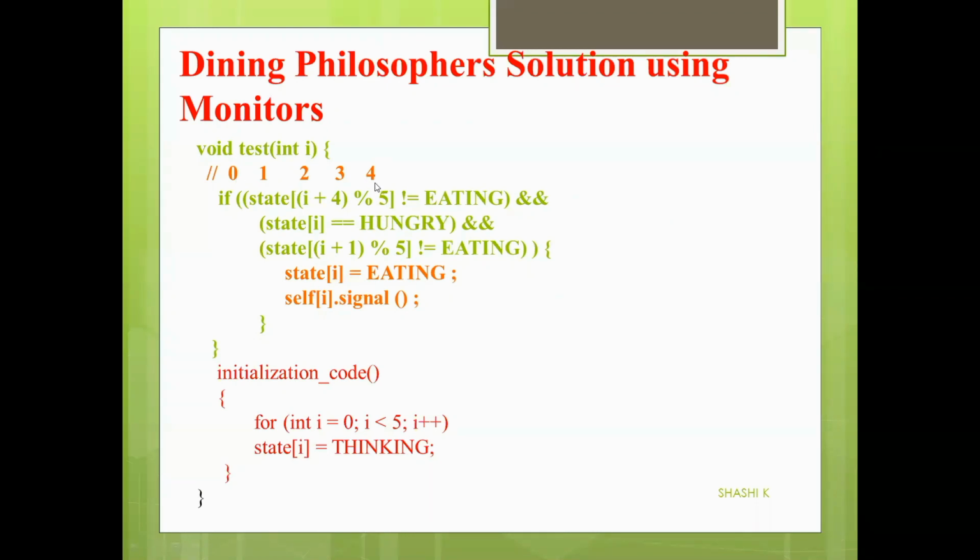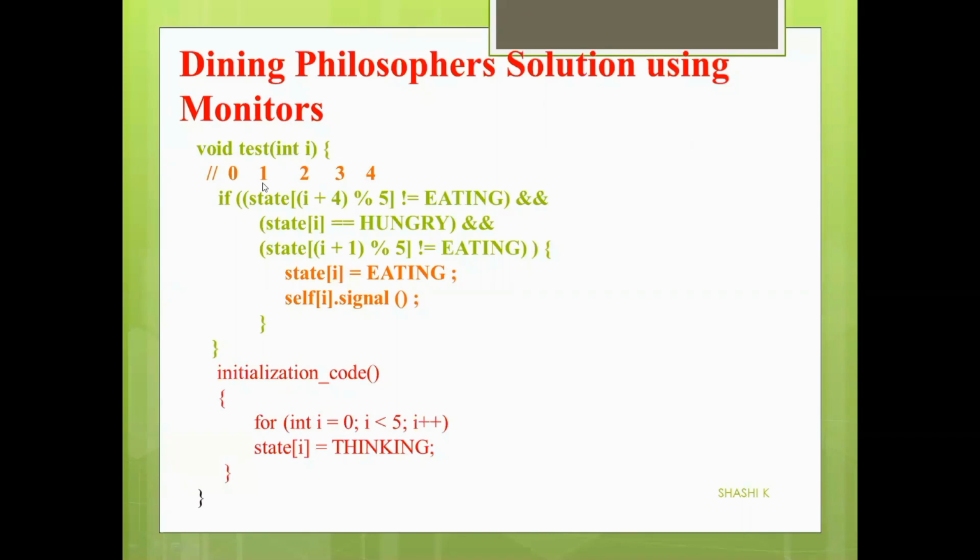So state of philosopher 4 should not be equal to eating. And the philosopher will check the state of his right philosopher. How do I get the state of my right philosopher? It is I plus 1 mod 5, that is 0 plus 1 mod 5, that is 1 mod 5, which is equal to 1. So every process, if it wants to enter the eating state, will check the state of his left philosopher, which is given by state of I plus 4 mod 5.